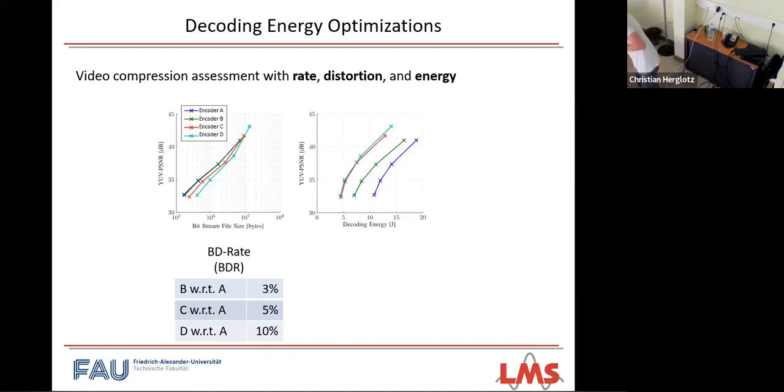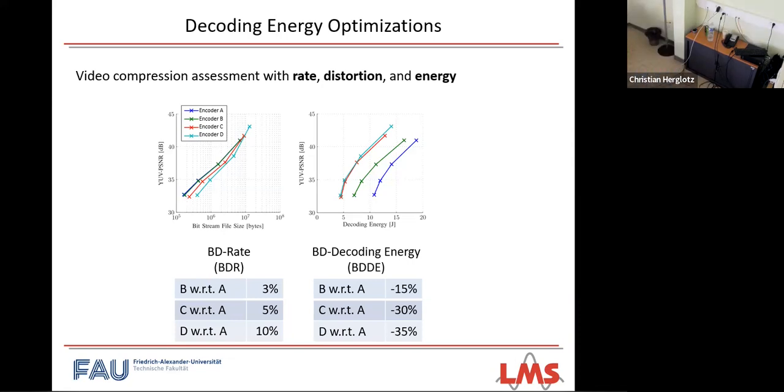And then we did the same for the right part, some very fancy encoder. You can construct bit streams that make the decoder require less decoding energy, which is quite cool.